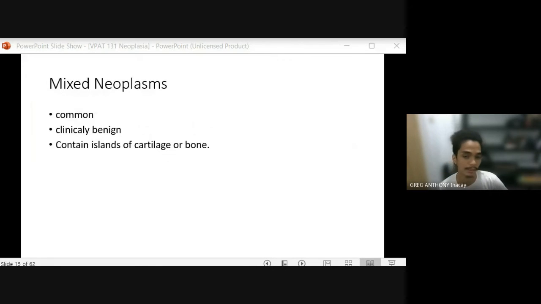We also have mixed neoplasms, which are common. They are usually clinically benign, but may undergo malignant transformation. They are the divergent differentiation of a single neoplastic clone, such as mixed tumor of salivary gland, which contain epithelial components scattered within a myxoid stroma that may contain islands of cartilage or bone.